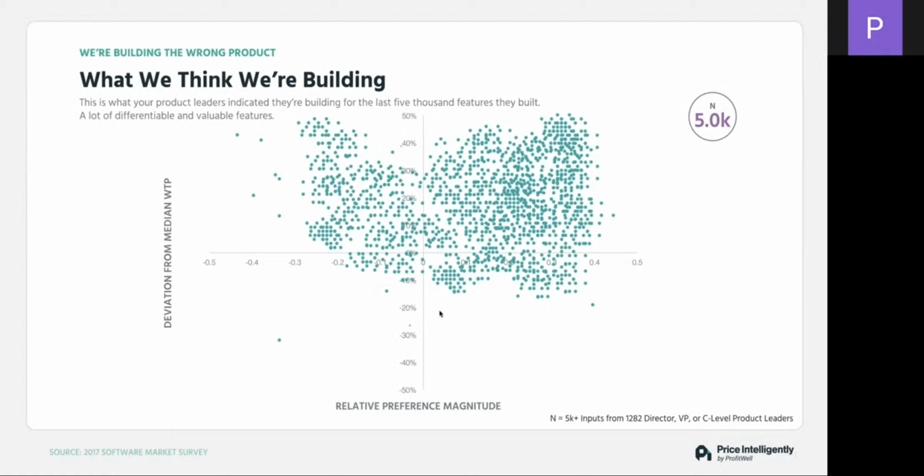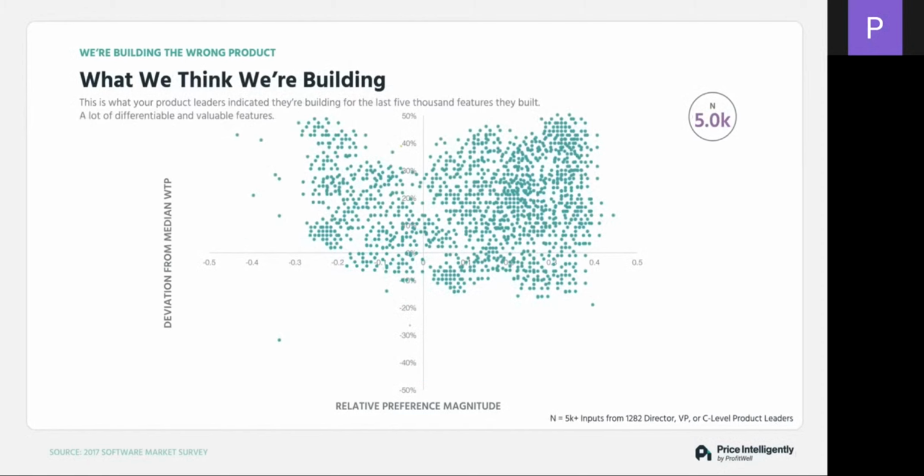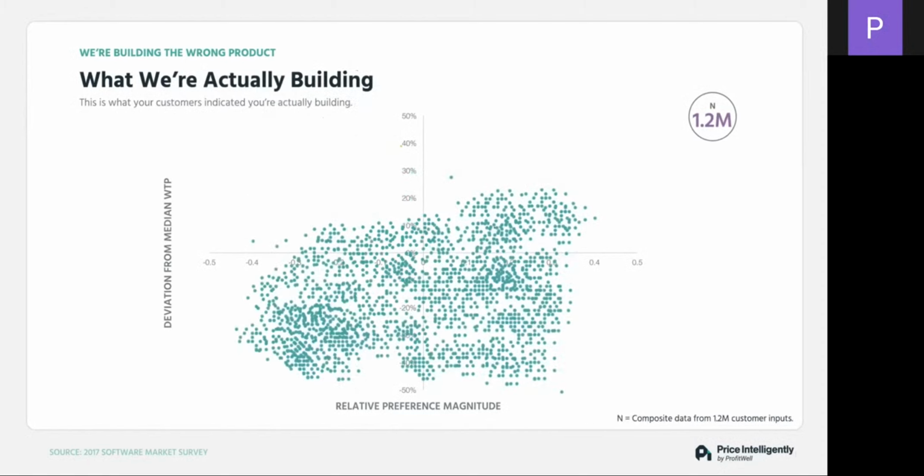But we then went out and asked about 1.2 million different customers of these products in a composite study using the methodologies we've developed. And again, they're kind of cousins of the open source ones that you can use. And this is what the customers said. So this is what we think we're building, and this is what we're actually building.